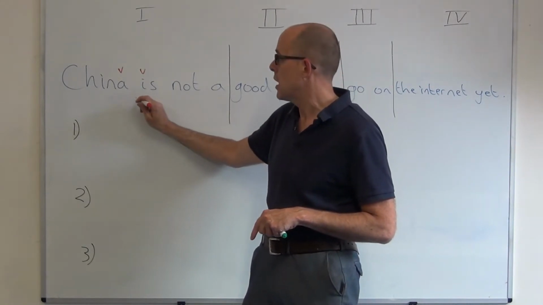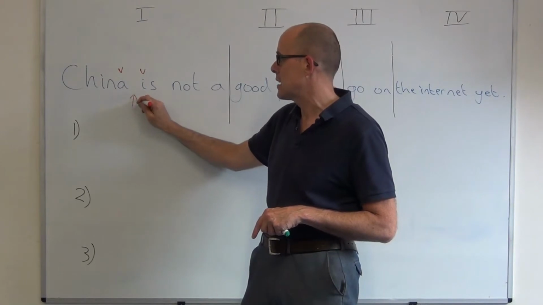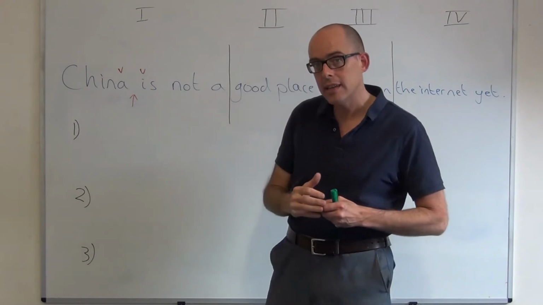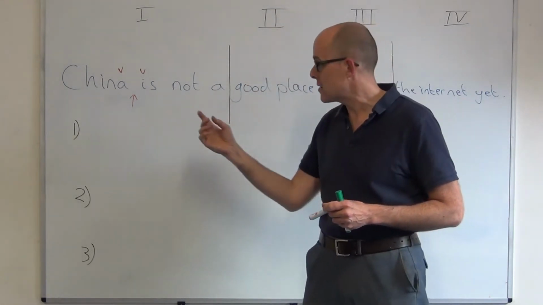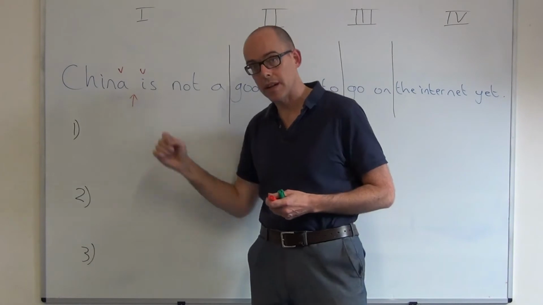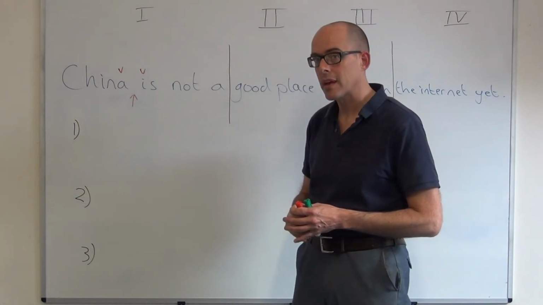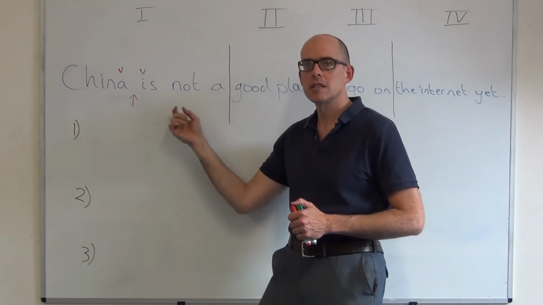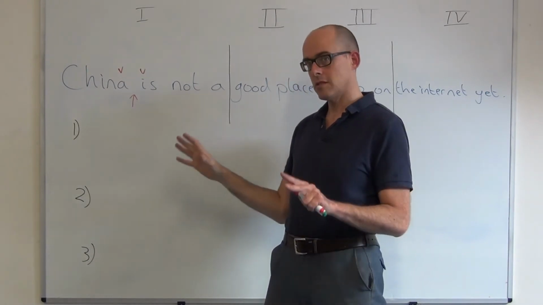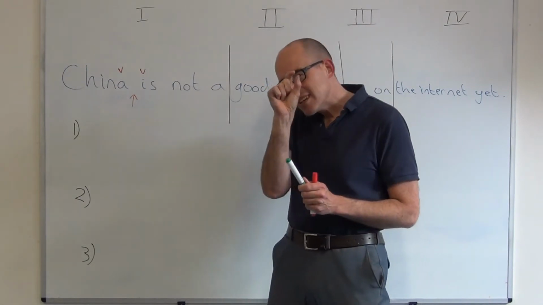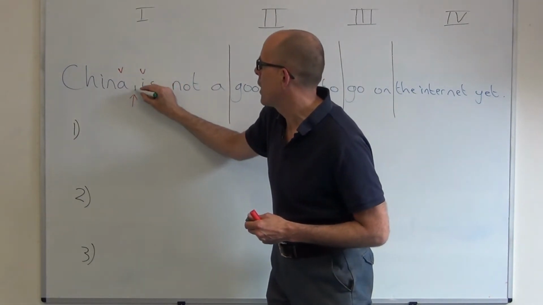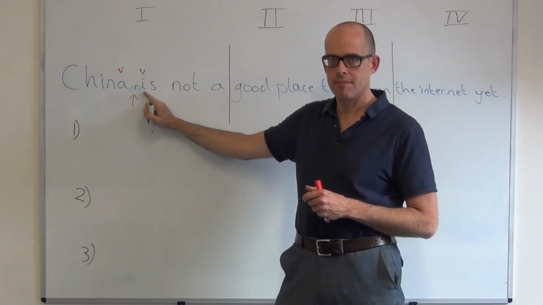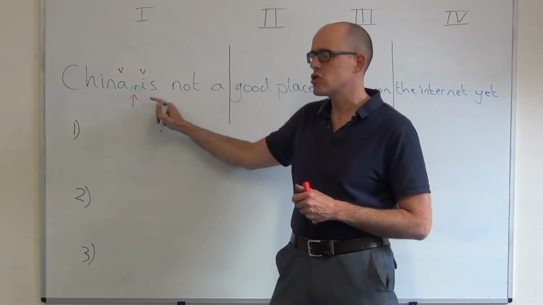Now to do this, I add an extra sound. So listen carefully, try to hear what sound I add between the two vowels. You ready? Here we go. China-riz. Did you notice? I added a tiny R sound. I made riz, China-riz.